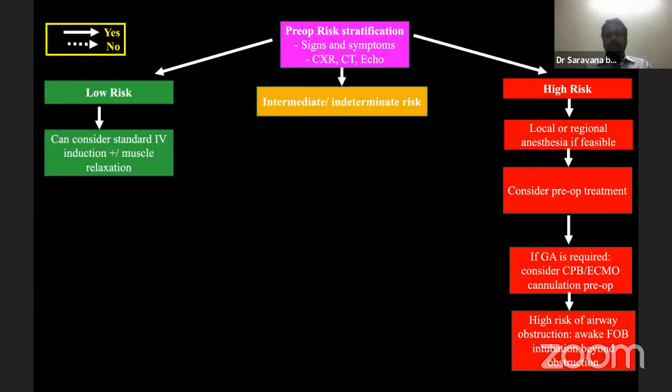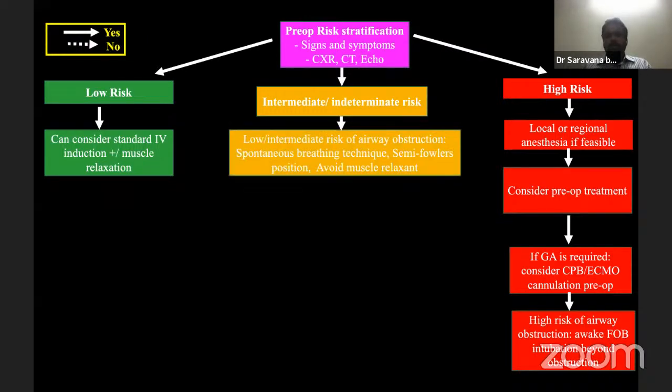Now the point comes to the intermediate or indeterminate risk. We know these are very critical patients, because we may not know how the patient will land up. Sometimes a patient will be very fine and we may not need any help. Sometimes the patient may crash like anything after induction. If there is high risk, we'll have a proper plan. If it's low risk, we have a standard plan. If a patient comes in this category, it's always a little tough for us, like anything can happen anytime. So you have to go with all the preparations for these patients.